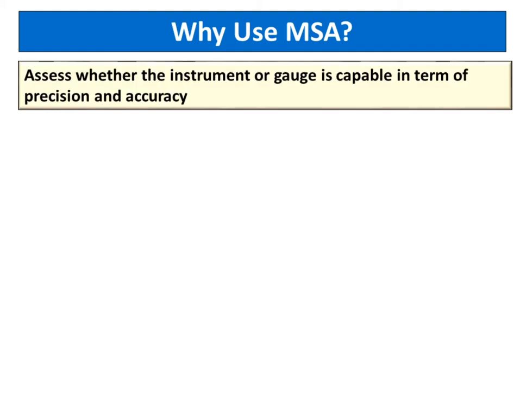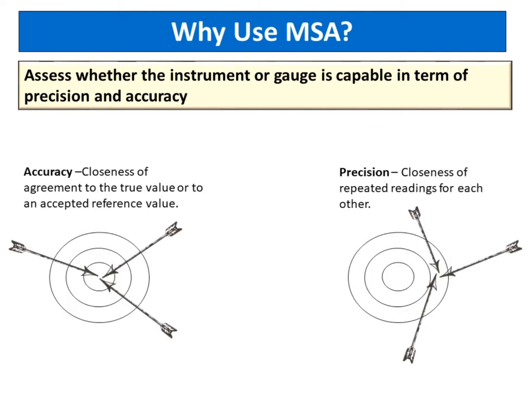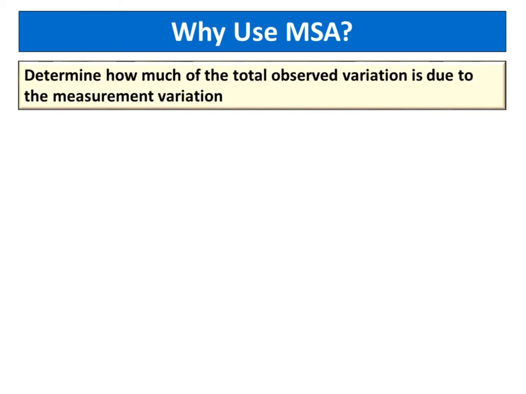Why use MSA? First is to assess whether the instrument or gauge is capable in terms of precision and accuracy. Accuracy is the closeness of agreement to the true value or to an accepted reference value, while precision is the closeness of repeated readings to each other. Secondly is to determine how much of the total observed variation is due to the measurement variation.